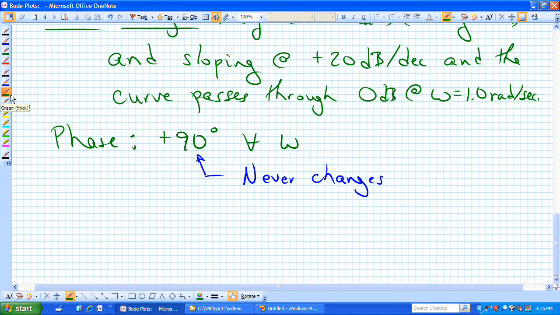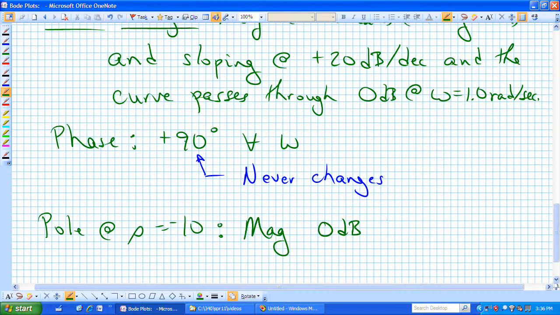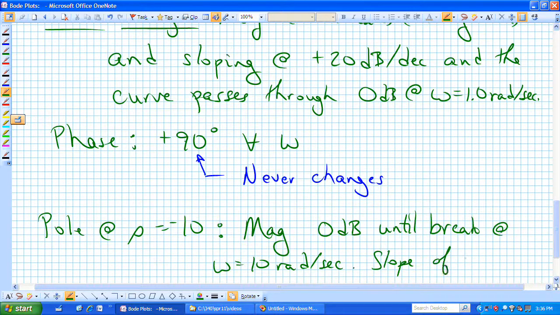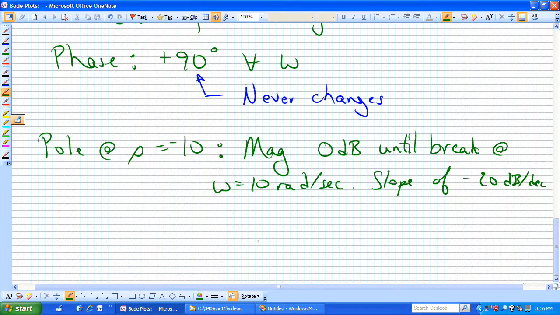We only have one more factor to look at, and that's the pole at omega equal 10, or maybe I should say, since I'm calling these poles, that's a pole at s equal to minus 10. The magnitude here is going to be 0 dB. Since it's in time constant form, we've already normalized the value of the pole out, and it's going to remain 0 dB until it breaks. It will break right at the pole, which is 10 radians per second. It's going to have a slope, since it's downstairs in a pole, of minus 20 dB per decade for all frequencies beyond omega equal 10. Once it begins sloping, it never stops sloping.